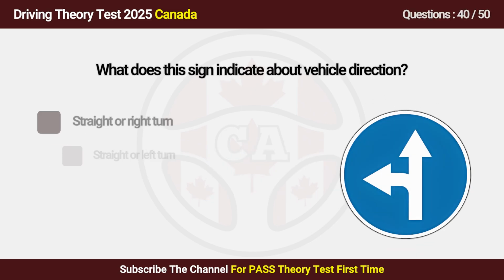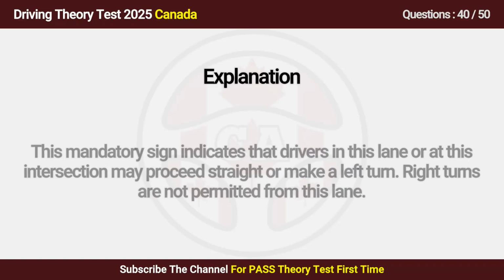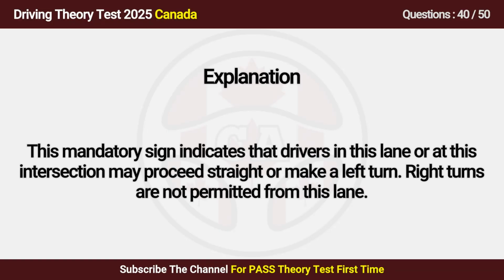Question 40. What does this sign indicate about vehicle direction? A. Straight or right turn. B. Straight or left turn. C. U-turn permitted. D. Left turn only. Answer is B. Straight or left turn. This mandatory sign indicates that drivers in this lane or at this intersection may proceed straight or make a left turn. Right turns are not permitted from this lane.